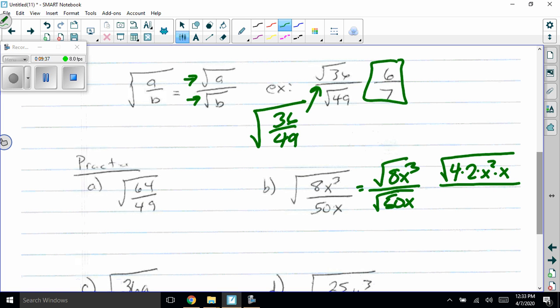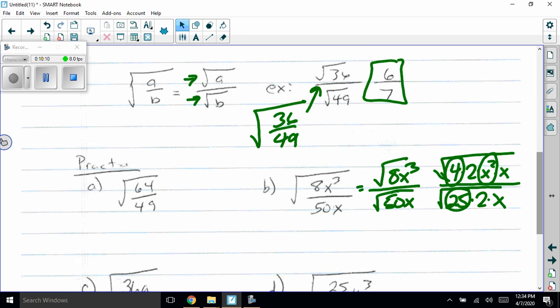Again, I'm breaking these down in my head. If you look, I have 4 here, and I have x squared, which are perfect squares. It's going to allow me to square root those, pull them out of the radical, and make this a little bit easier to simplify at the end. The denominator, I'll do the exact same way. Radical 50x is actually 25, which is a perfect square, times 2 times x.